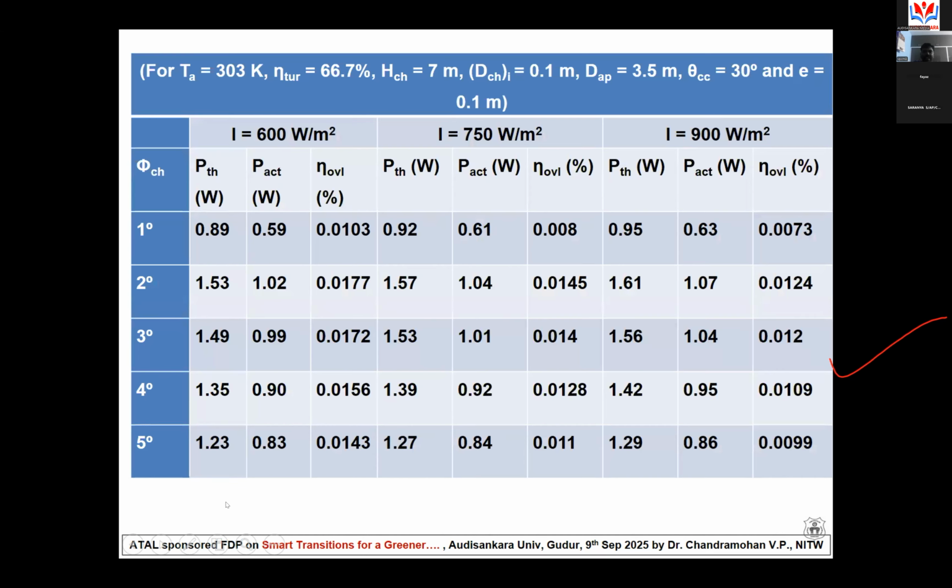For different chimney angles, how the actual power, theoretical power, and overall efficiency vary. We ran the simulations, and we found that 4 degrees is somewhat better for theoretical power. It is producing almost 1.35 watt at 4 degrees at 600 watt per meter square. If the solar insolation is increasing, this value is also increasing, but still the 4 degree angle is better. If the angle is increased to 5 degrees, the value starts to decrease. It means that a further increase of angle will not help us.